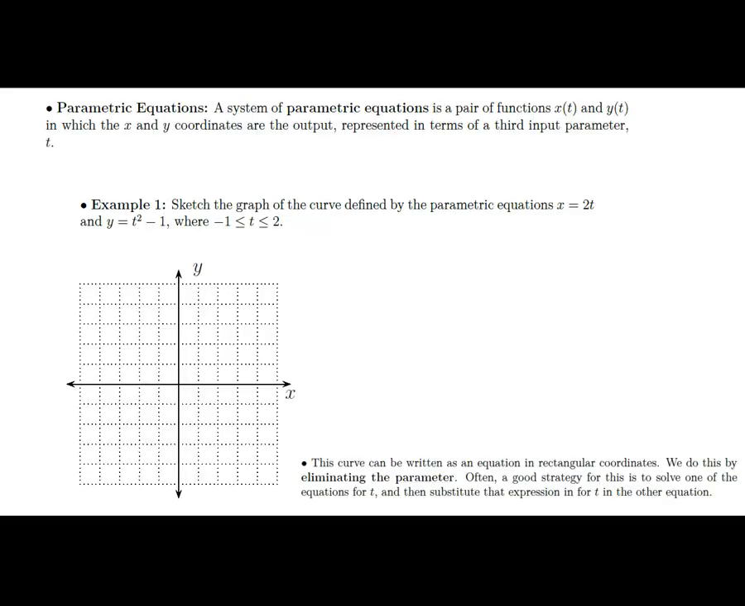So when we talk about parametric equations, we're talking about a system of equations that is a pair of functions, and the two functions tell you the x value and the y value separately, right? So one function gives you the x value for a point on the curve, and the other function gives you the y value, and both of those functions are based on what we call a parameter, a value t.